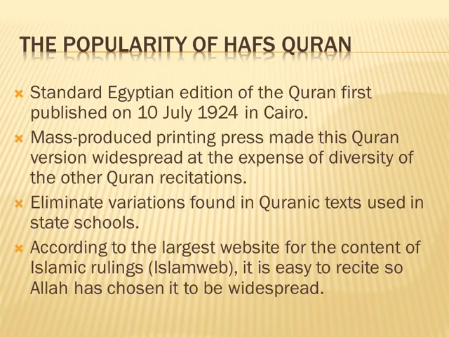Further, the mass-produced printing press increased the availability of the written Quran, but also made this one version widespread at the expense of diversity of the other Quran recitations. The original goal of the Egyptian government in publishing the edition may not have been to delegitimize the other Quran recitations, but to eliminate variations found in Quranic text used in state schools, and to do this they chose to preserve only one of the many readings, namely that of Hafs.